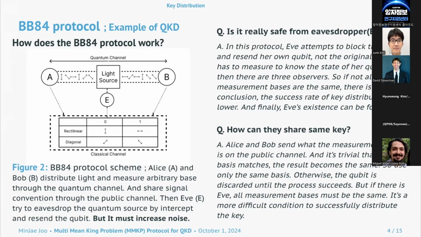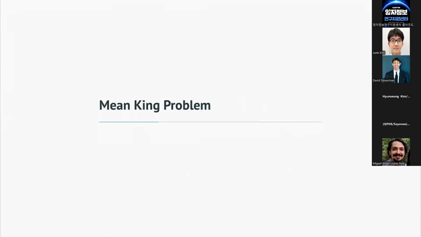Alice and Bob then publicly compare their measurement bases. If their bases match, they keep the qubit and use it to generate a key. If the bases don't match, the qubit is discarded. This process ensures the key is secure, even in the presence of an eavesdropper.